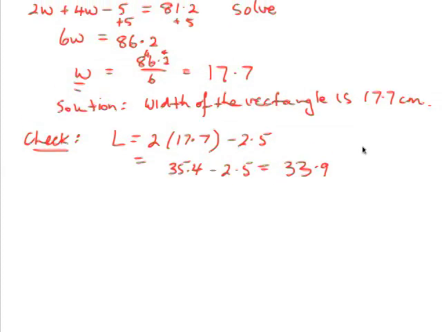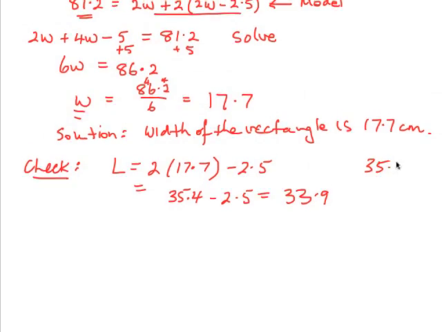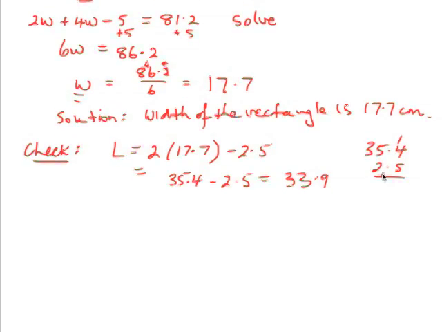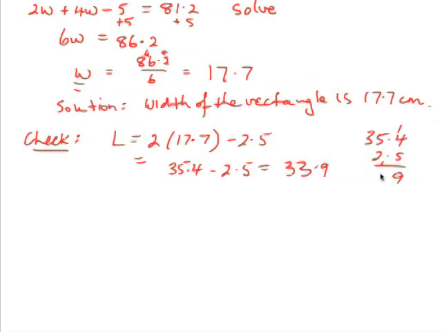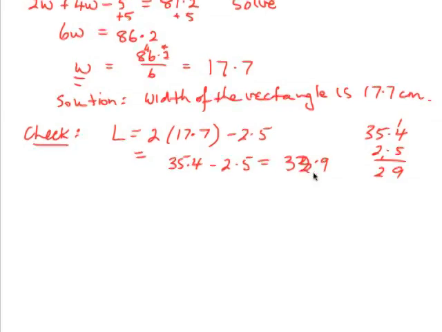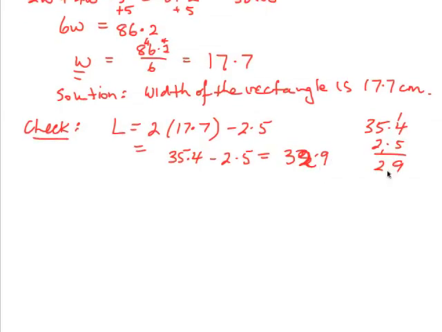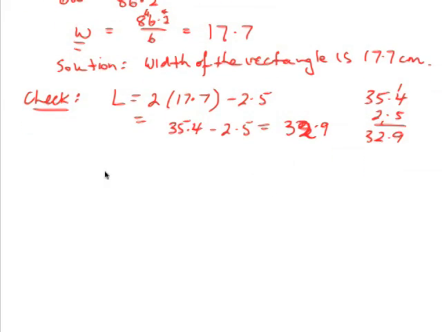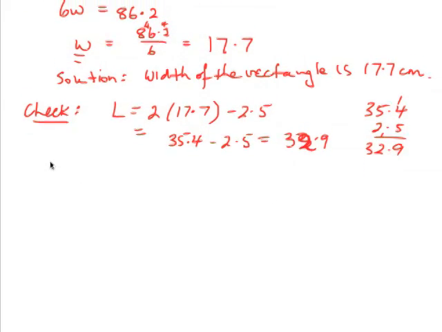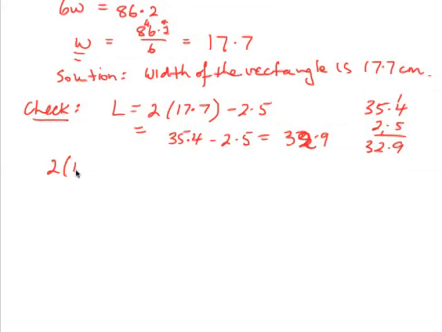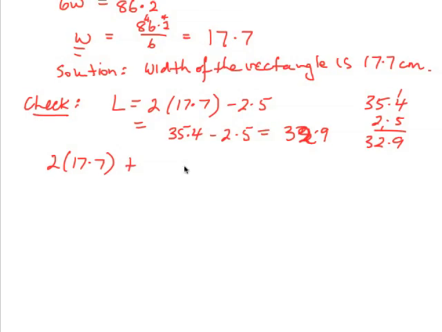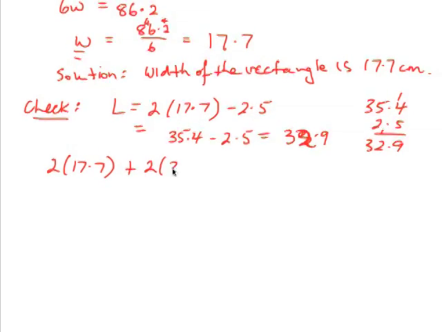Just make sure this is right. Okay, let's do it real quick. That'll be 2 actually, so we did have it wrong. So it's 32.9, like so. Right, so if I now say, well, what is twice the width? Well, it's twice this, plus twice the length, which is this.